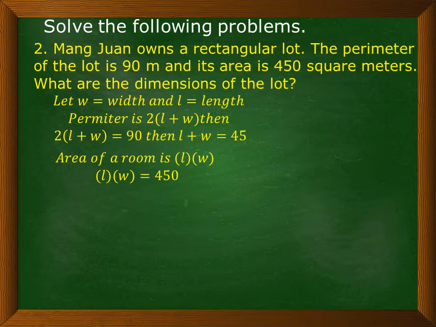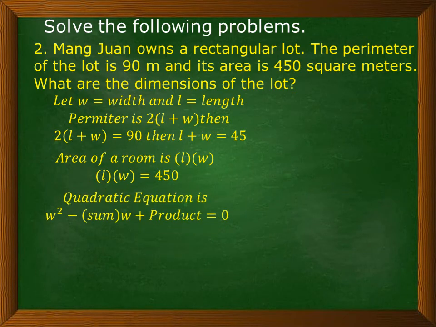Okay, here, you notice that we have sum, which is L plus W. And product, we have L times W. So we have sum and product. So we just use the shortcut to get the equation of quadratic. You have W squared minus sum W plus product equals 0.